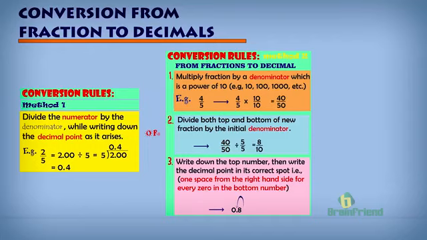Now, to convert fractions to decimals, we can use either of two methods. In the first method, we can divide our numerator by the denominator directly while writing down our decimal point as it arises. Let's look at what we mean. 2 over 5 is a fraction.